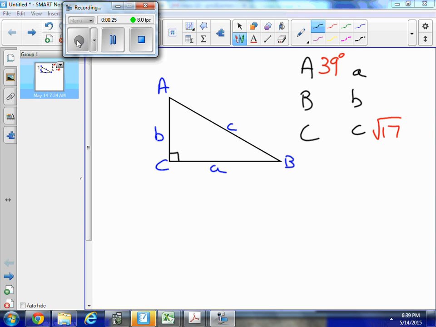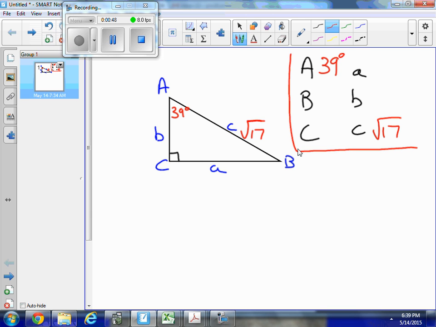It's just nice to have a triangle there to visualize it. I don't really know how this one's going to turn out. So I have an angle A, which is 39 degrees. And I have a side C, which is radical 17 in length. Those are both filled in over here in my answer key.